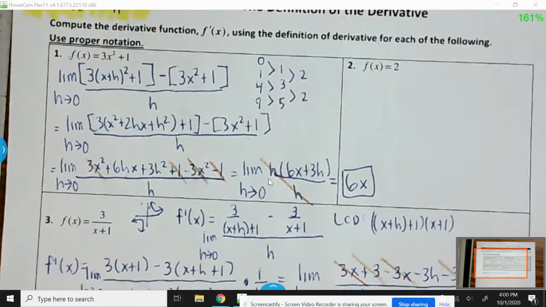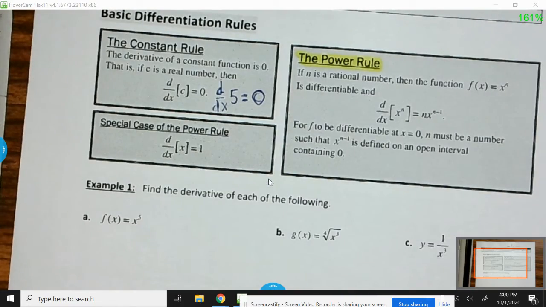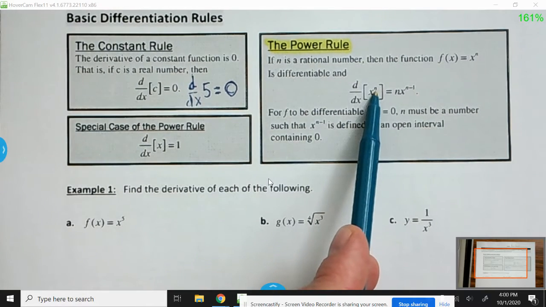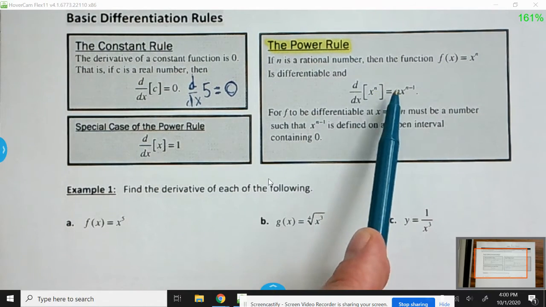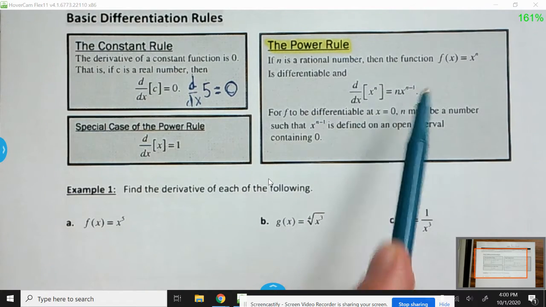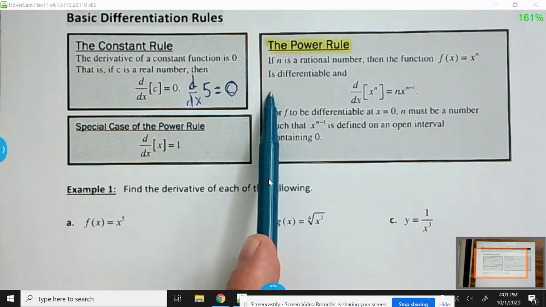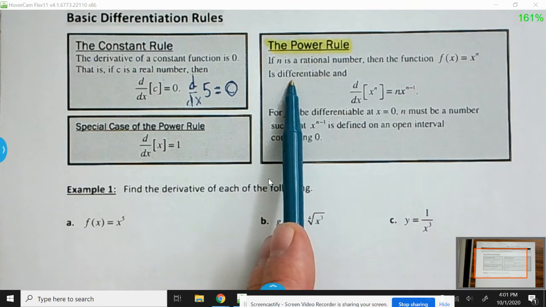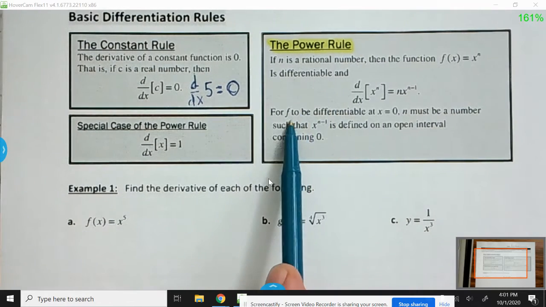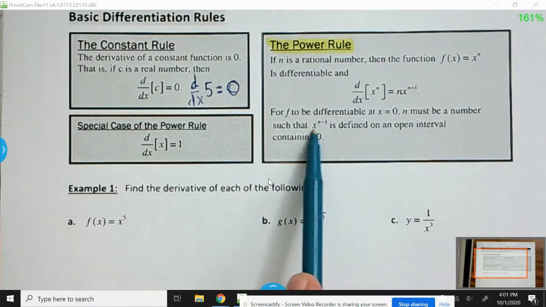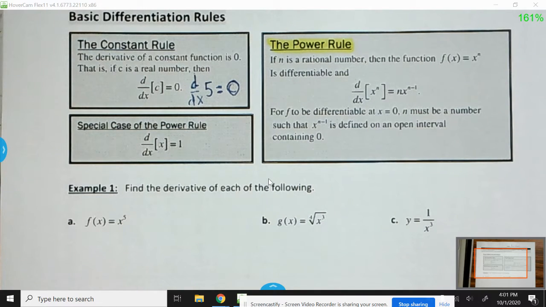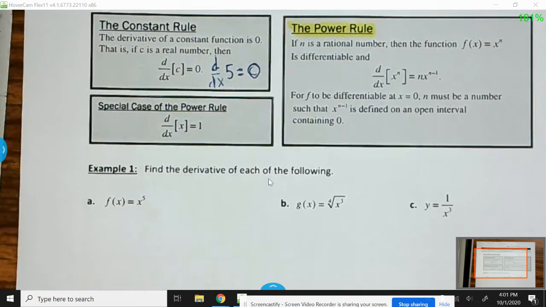So all that it says is the derivative with respect to x of x to the nth power is n times x to the n minus 1. Now, it has to be differentiable, first of all. So we have to make sure there's no cusp or any sharp turns in that graph. For it to be differentiable at 0, it must be a number such that x to the n minus 1 is defined on an open interval containing 0. All right, we'll see if that happens to us.